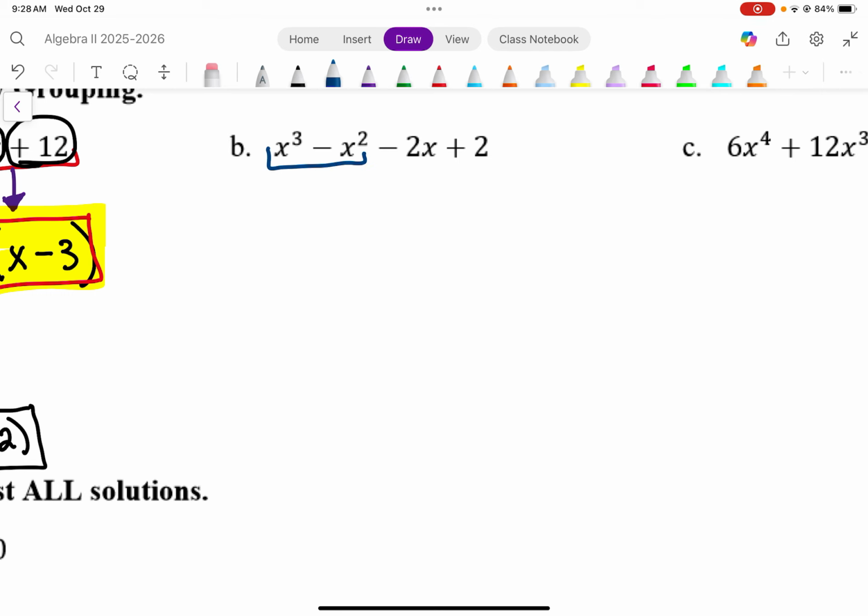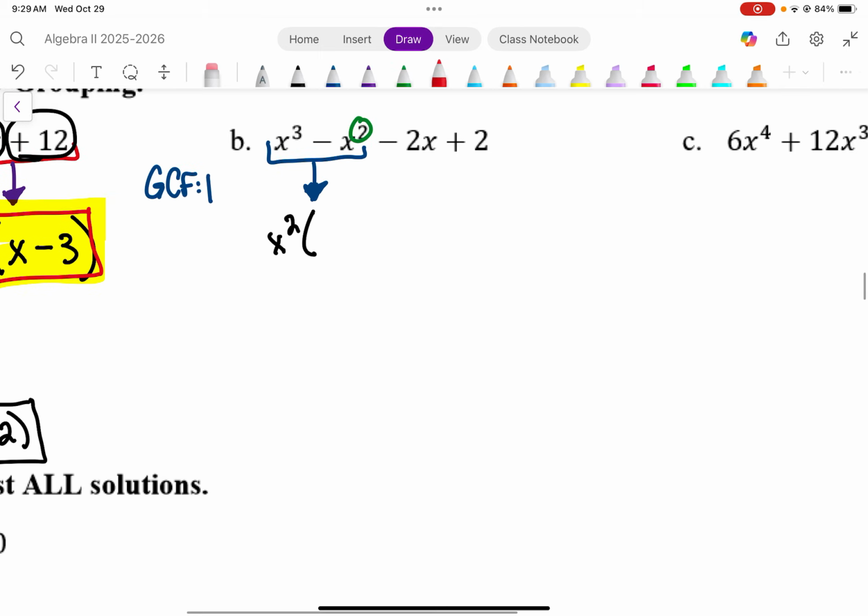So when we're grouping, we have 4 terms we can group, and there's no common factor between all 4 of them. So for this one, our GCF is 1, so I'm going to just start with grouping. If I look at this between x cubed minus x squared, I'm going to factor out an x squared because that has the lowest exponent.